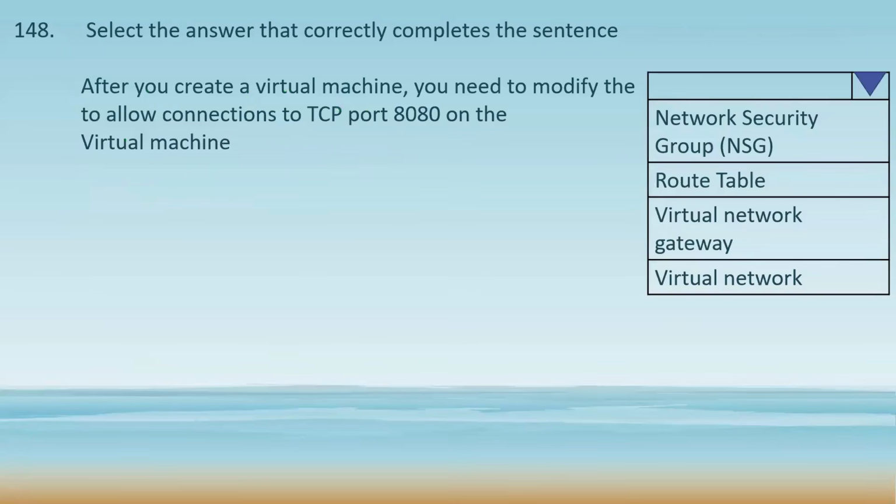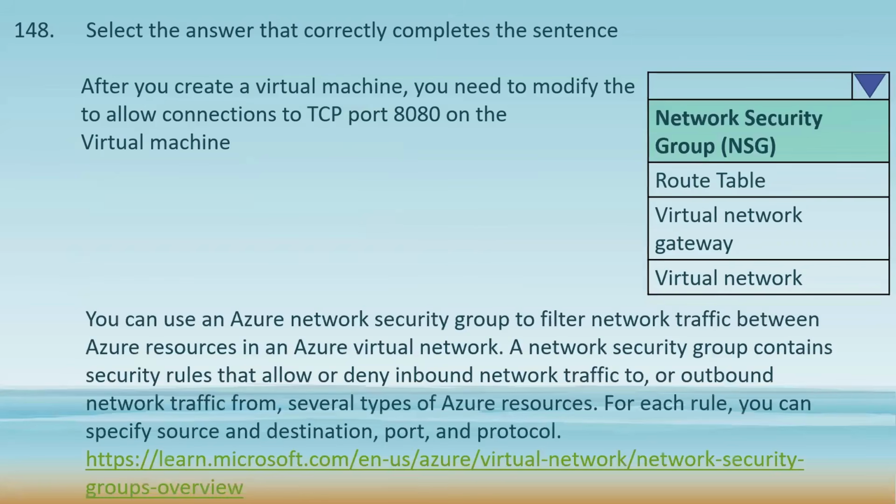Next question. Select the answer that correctly completes the sentence. After you create a virtual machine, you need to modify dash to allow connections to TCP port 8080 on the virtual machine. Your options are network security group, route table, virtual network gateway, or virtual network. And the correct answer in this case is network security group.